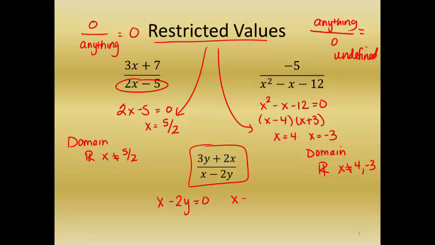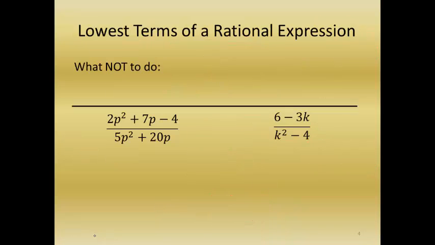In this case, x cannot equal 2y. The restricted value is anything where x is twice y. You may also write it as y cannot equal 1/2 of x. So either of these would be considered restricted values or restricted quantities.